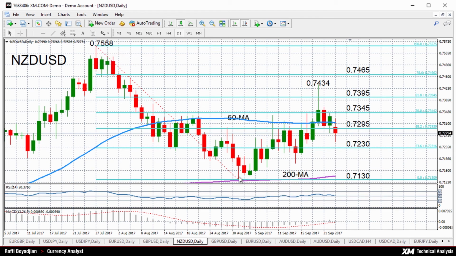0.7558 to 0.7131. Above that we have the 61.8% Fibonacci at just below the 0.74 handle, and then the 78.6% Fibonacci level at 0.7465 could act as a resistance before prices were to target the July high of 0.7558, which was a 2-year high.